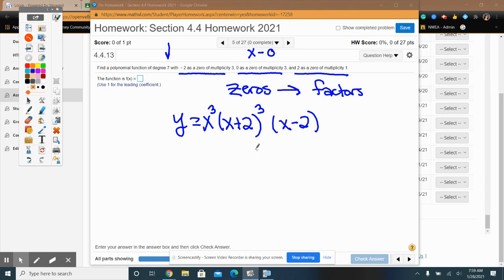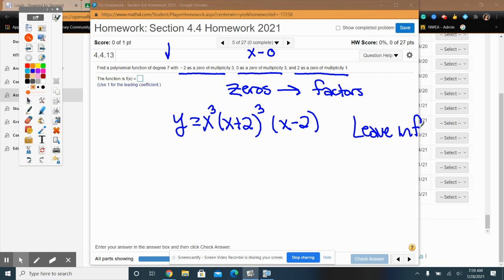Now, they asked me yesterday, where did the 7 come from? Well, if you take x to the third times x to the third when I'm all done, times x, that will give you the degree 7 for that first term. I want you to leave this in factored form.